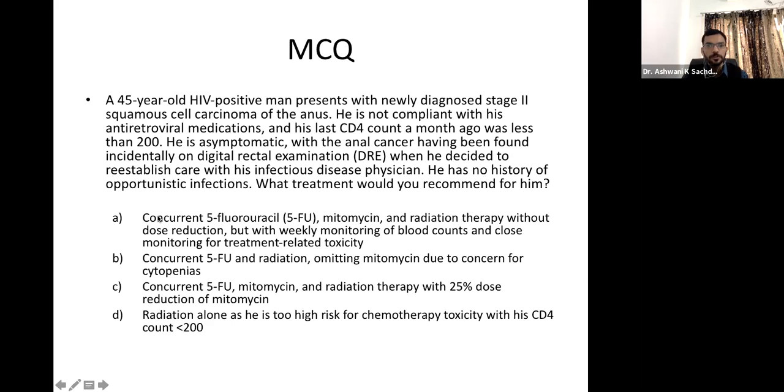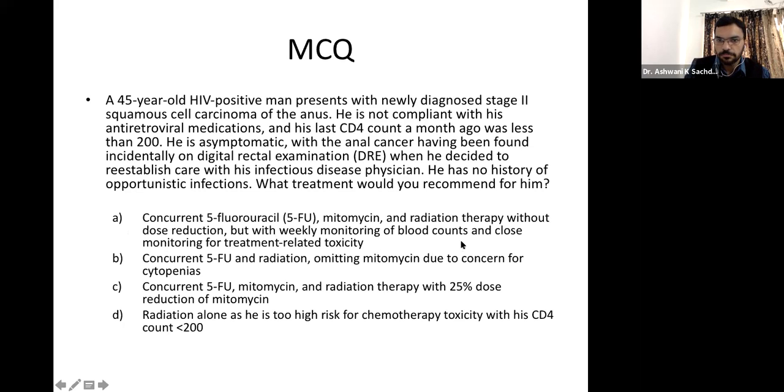So we go on to a question. A 45-year-old HIV positive man presents with newly diagnosed stage 2 squamous cell carcinoma of the anus. He is not compliant with his antiretroviral medication. His last CD4 count was less than 200. He is asymptomatic and it was found incidentally on digital rectal examination. He has no history of opportunistic infection. What is the recommended treatment?